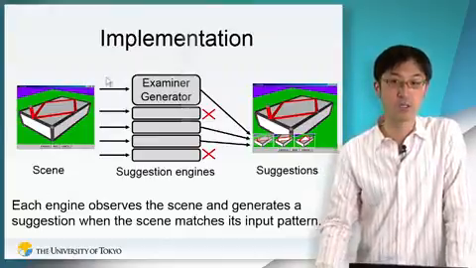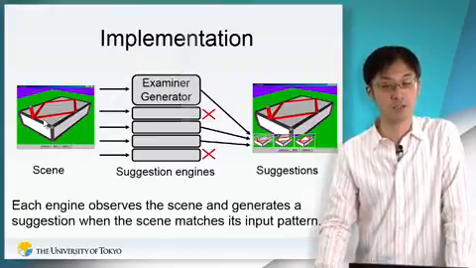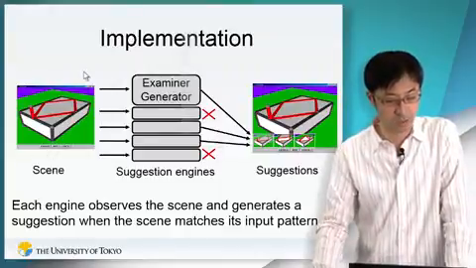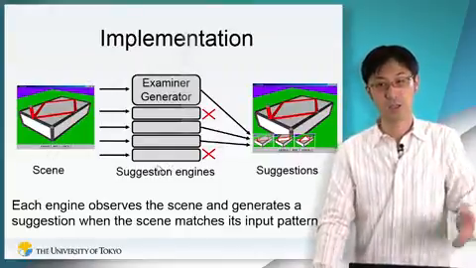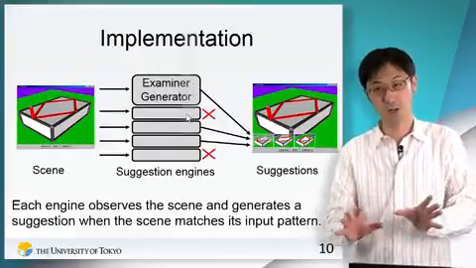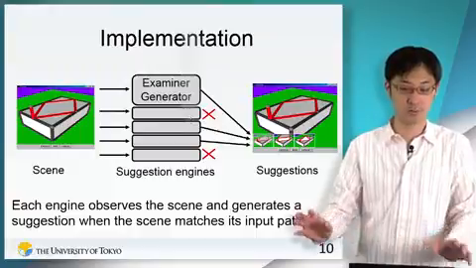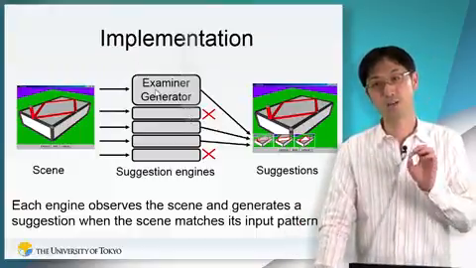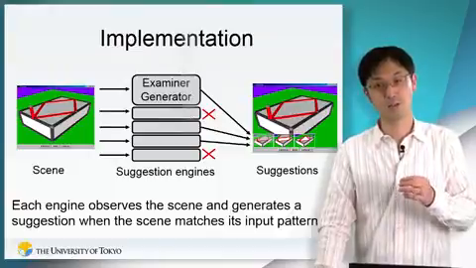So this is the input scene, so highlighted elements and then non-highlighted elements. Taking this input scene, the system is equipped with multiple suggestion engines. They are parallel engines working independently, and each engine consists of two parts. One is the examination part and the other is the generator.